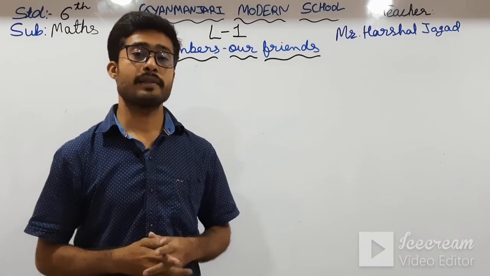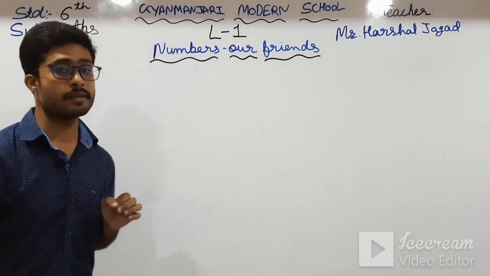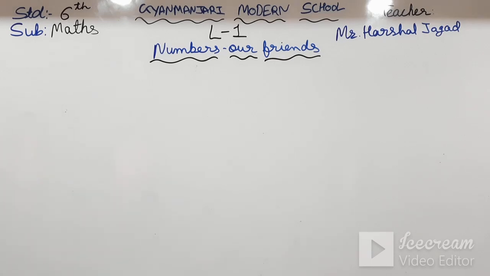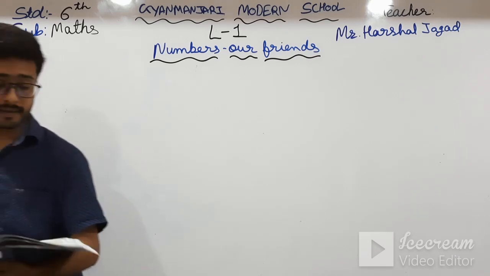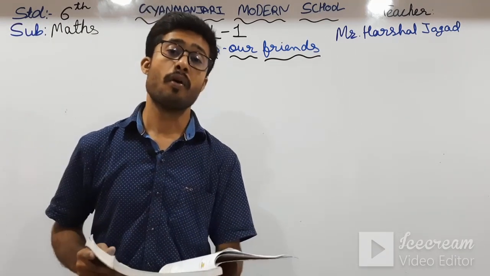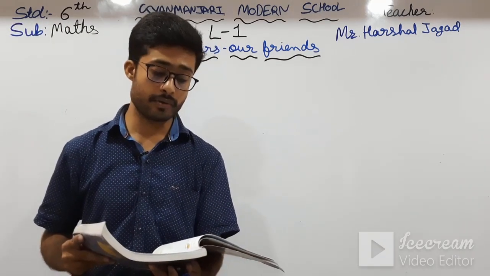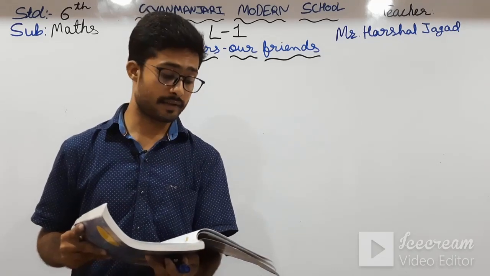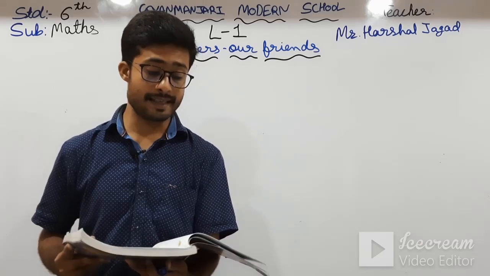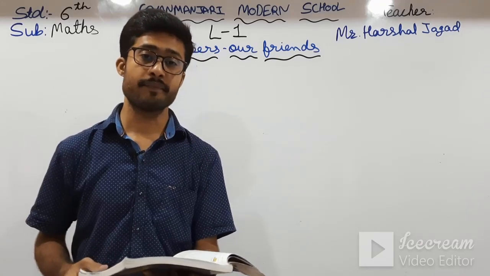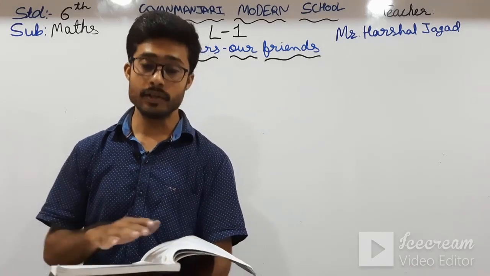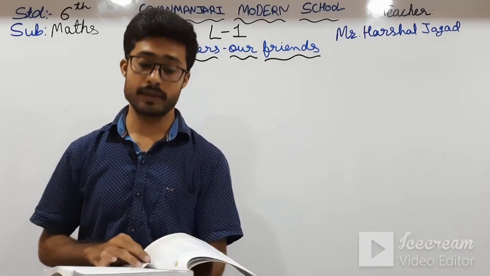So we are on chapter number 1, that is Numbers Our Friend. In the previous video I gave you homework. If there is any doubt, I have given you exercise 1E in your homework, and you can message me. If there is any doubt in some of the sums, it is easy only, so I am not solving this on the board. We are starting with the new topic, that is Roman numbers.